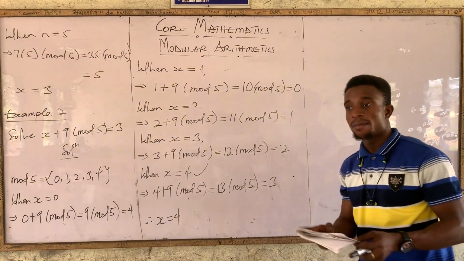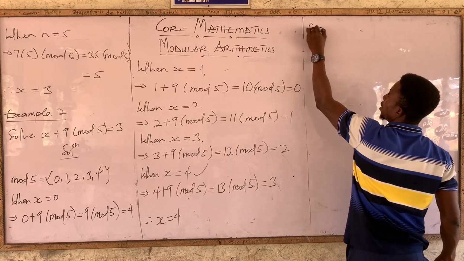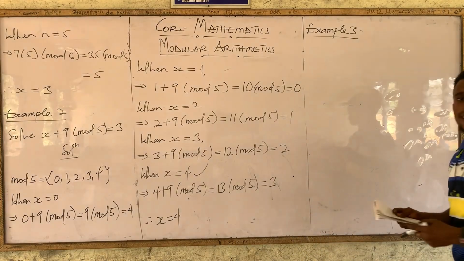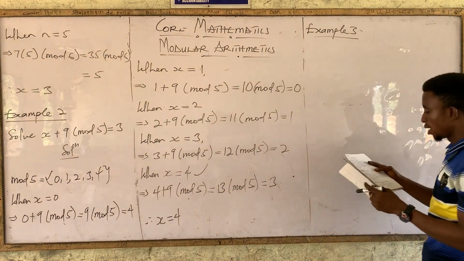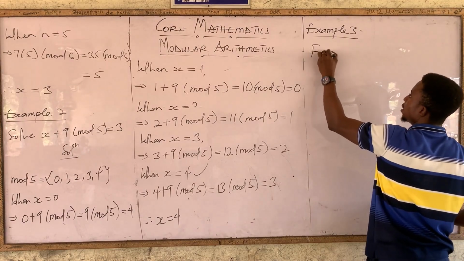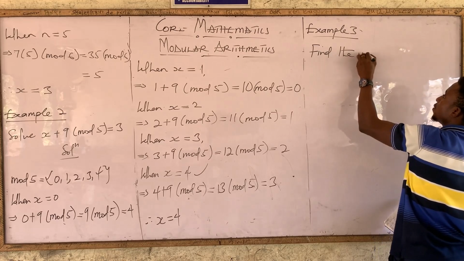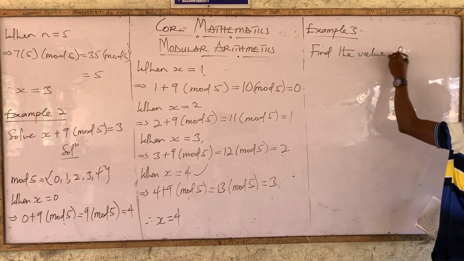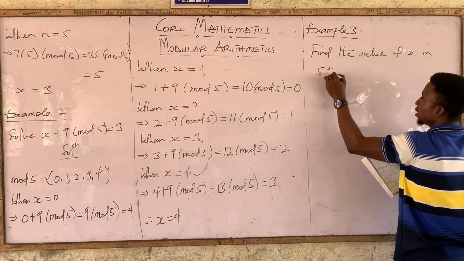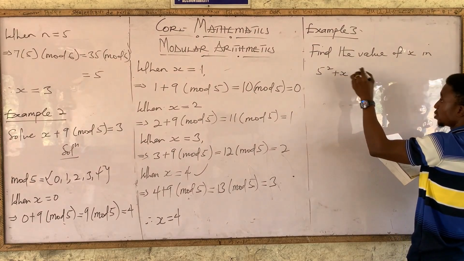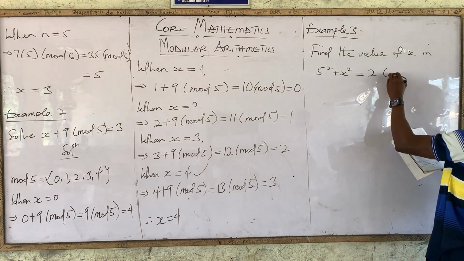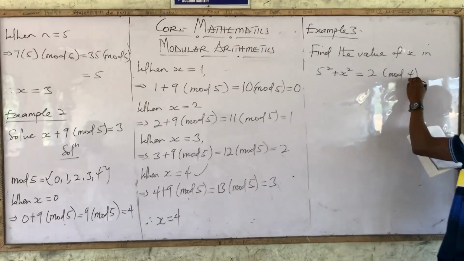Now, what says example number 3? Okay, in example number 3, we have to find the value of x in 5 squared plus x squared, which is equal to 2 in mod 4. So what do we do?